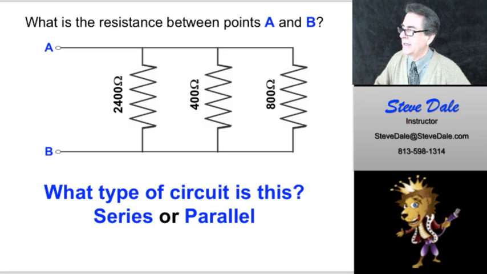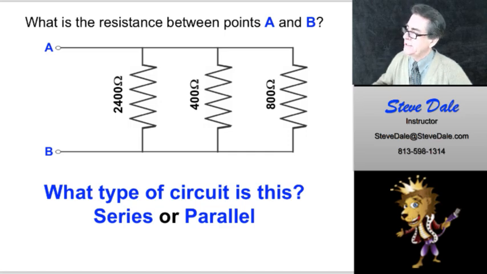Take a close look at it. And first you've got to say to yourself, is this series or is it parallel? So, okay, I'm looking at this circuit. Well, it's got more than one branch, or more than one resistor next to each other in parallel. So what does that mean?